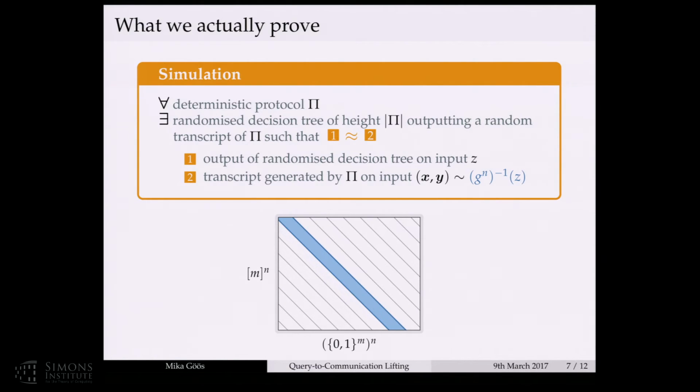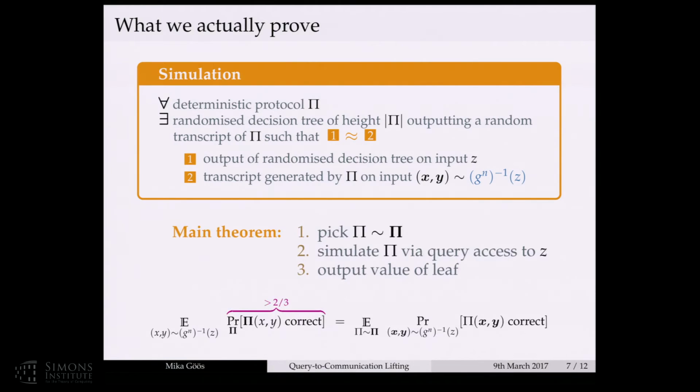So the decision tree has query access to Z, and it needs to produce this behavior of the protocol on a random input from that slice. There's no F anywhere. This is really a claim about the gadgets alone. So let me spell out why this implies the main theorem. We didn't really do much, we just switched our focus maybe.